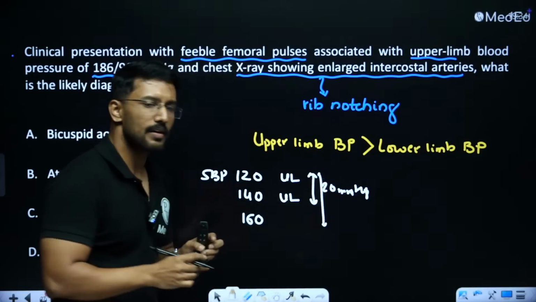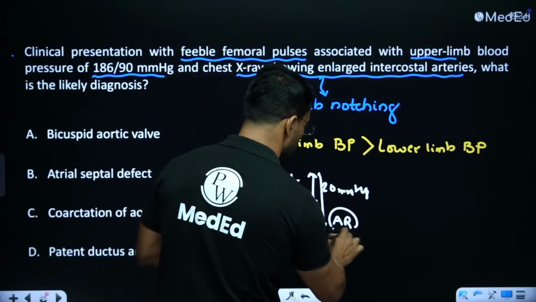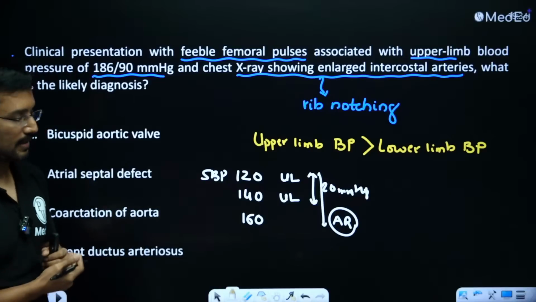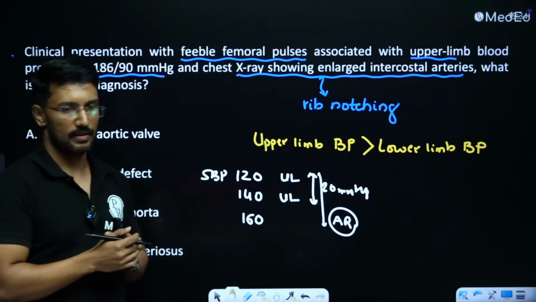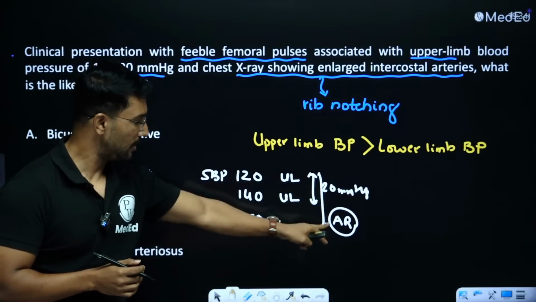That happens in conditions like aortic regurgitation, where you call it Hill's sign. It's called Hill's sign. Lower limb BP higher than upper limb by more than 20 millimeters of mercury is seen in aortic regurgitation.